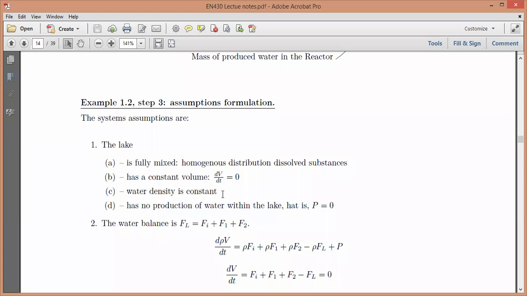The third assumption here is that water density is constant. Okay, so the density of water remains constant. It will not change. Probably it will not change because the temperature also probably is going to be the same. But anyway, we're just interested in density at the moment.